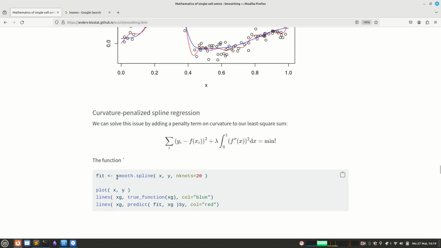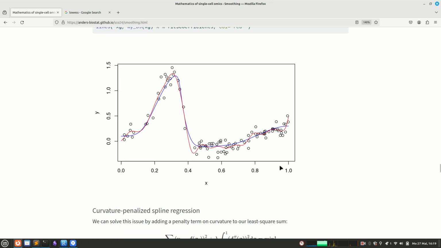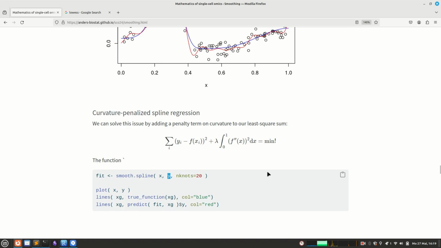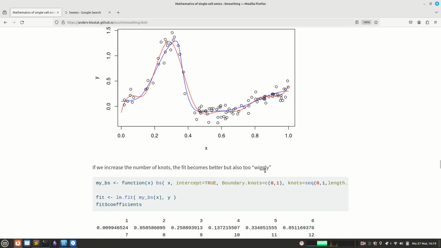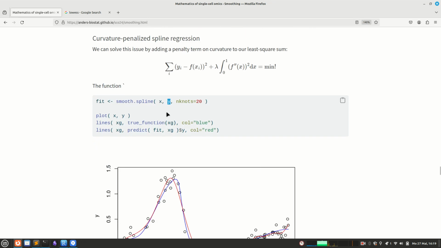So in R, there is a function called smooth.spline, which does exactly that. If I call this smooth.spline, I give it the x and the y, and I tell it how many basis functions it should take. Each of these gray lines here is called a knot, and I told it to make a basis function with 20 knots. If I do this, then this fit will produce a fit which does this jointly.